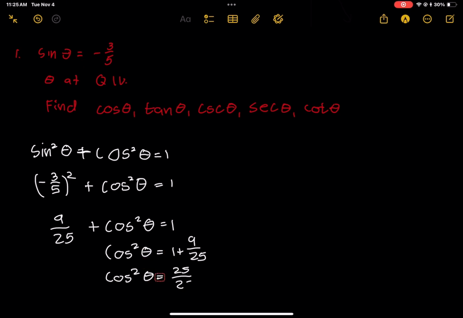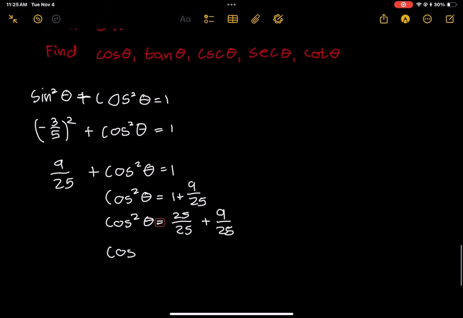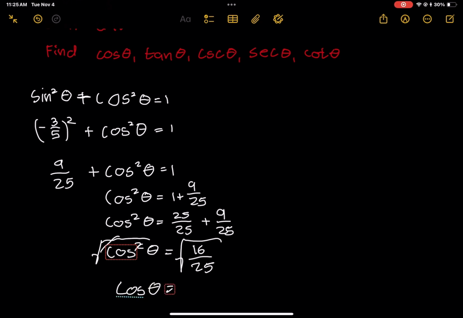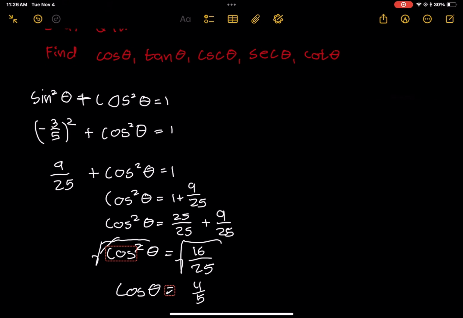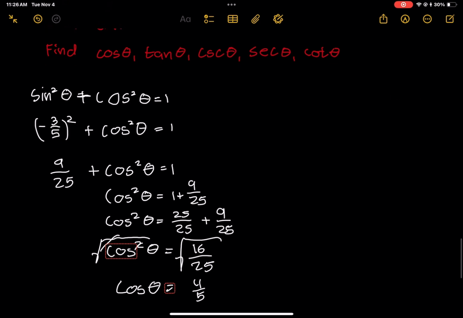Let's rewrite the value of 1 as 25 over 25, minus 9 over 25. Cos squared theta is equal to 16 over 25. Extracting the square root of cos squared theta, we will have cos theta is equal to the square root of 16 over 25, which is 4 over 5. So therefore, our cos theta is 4 over 5.